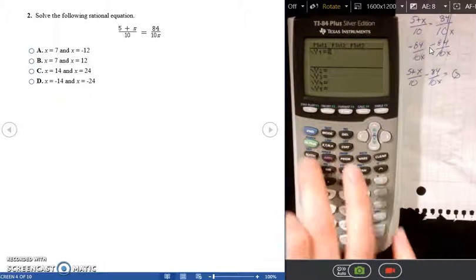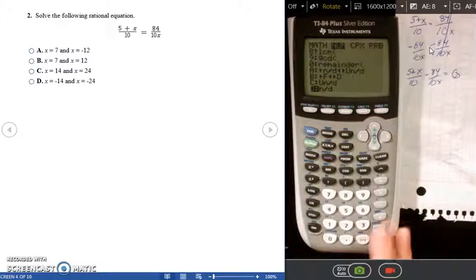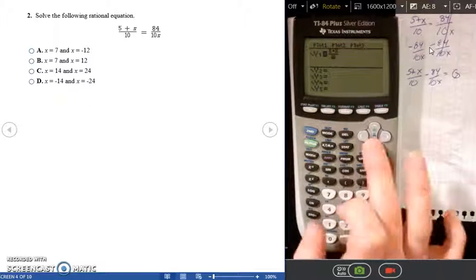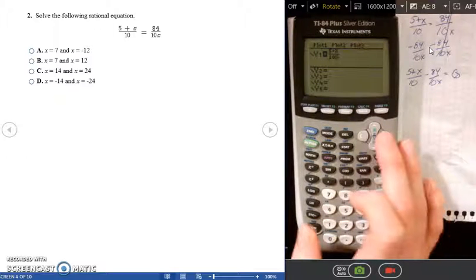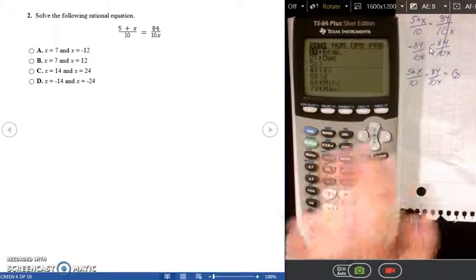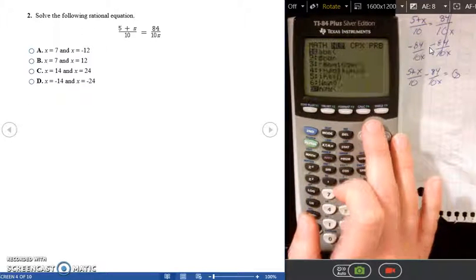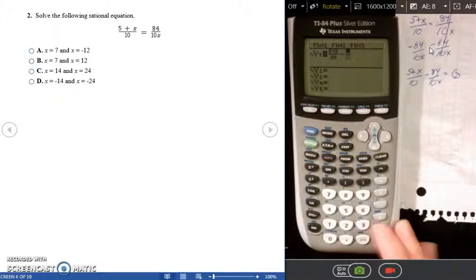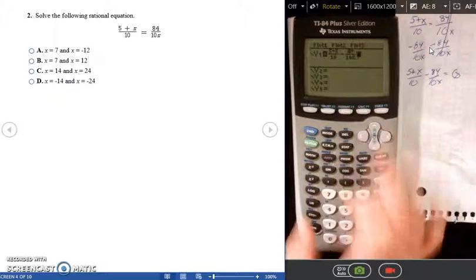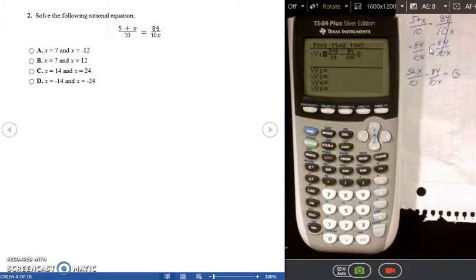So I'm going to go to Math, scroll over to Numbers, and choice D, and type in 5 plus x in the numerator, and use the down arrow to go to the denominator, and plus 10, and then right arrow, minus, and then back to Math, number, that last choice, and type in 84 over 10x, using my arrows to navigate the fractions.